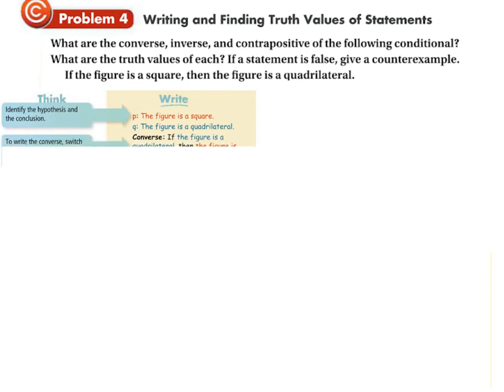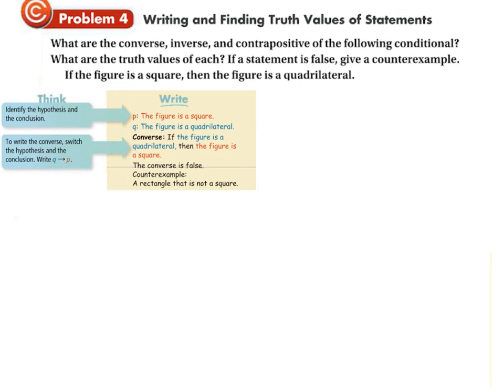We're now writing the converse of this. So we switch the positions of them and we say if the figure is a quadrilateral, the conclusion now becomes the hypothesis, then the figure is a square. The hypothesis becomes the conclusion. If Q, then P. Is that true, that if a figure is a quadrilateral, then the figure is a square? Not necessarily. It could be a rectangle or something, right? So we say that the converse is false. Okay, let's keep going.